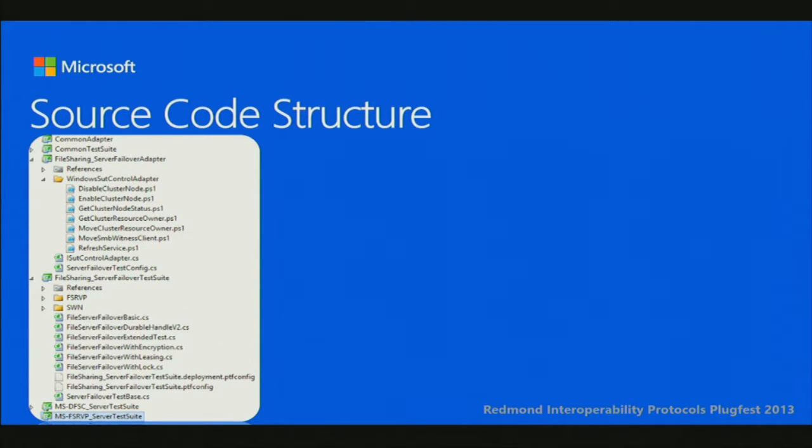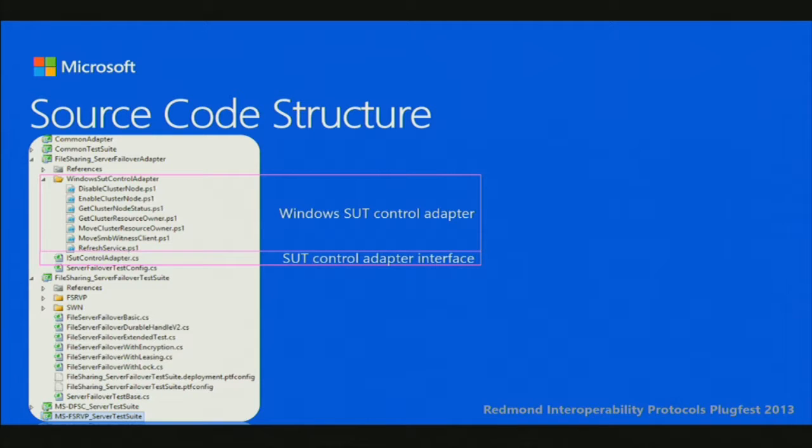For the source code structure of the SWN server cluster and FSRVP, this is a Windows SUT control adapter. We test against Windows by disabling or enabling cluster nodes with this control adapter. If you want to test against your server, you need to use our interactive adapter. I can show you how to work with the interactive adapter later. This is the interface for the SUT control adapter.